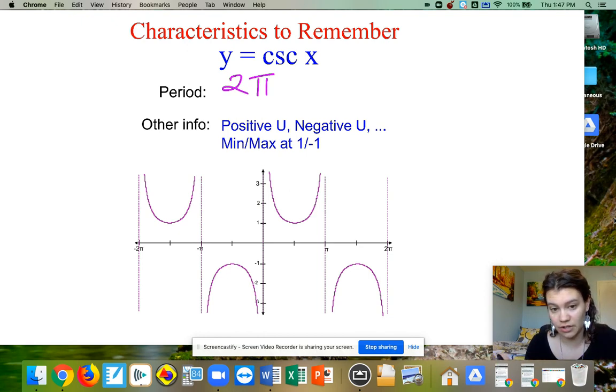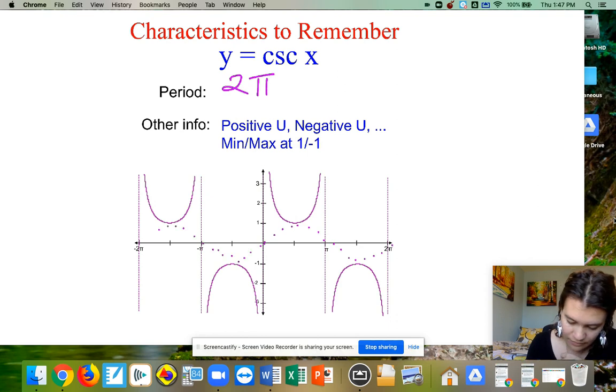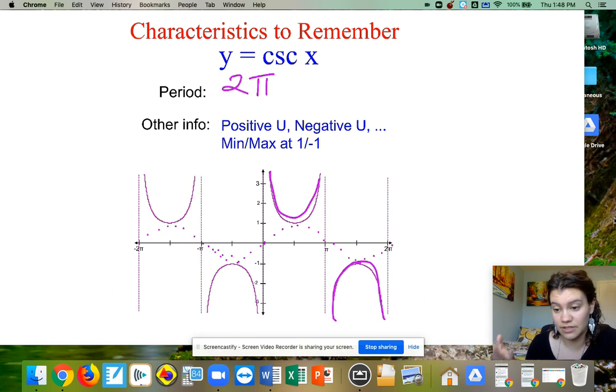So a note here of just how to graph them or how to see them. If I sketch in a sine graph right here, it's going to come through like this. So when I graph cosecant, I always sketch in the sine graph first and then just draw my u's on the peaks and the valleys of sine, and that just makes it a lot easier for me.